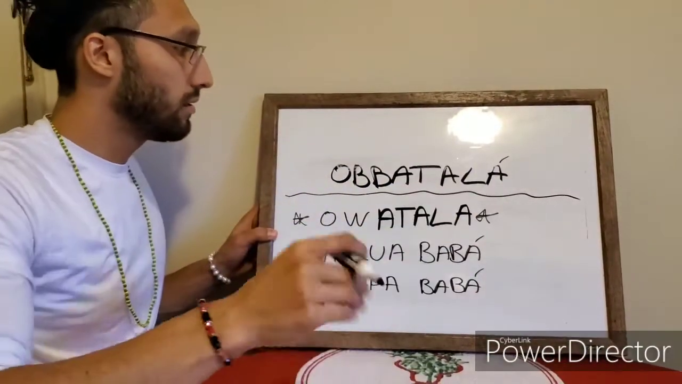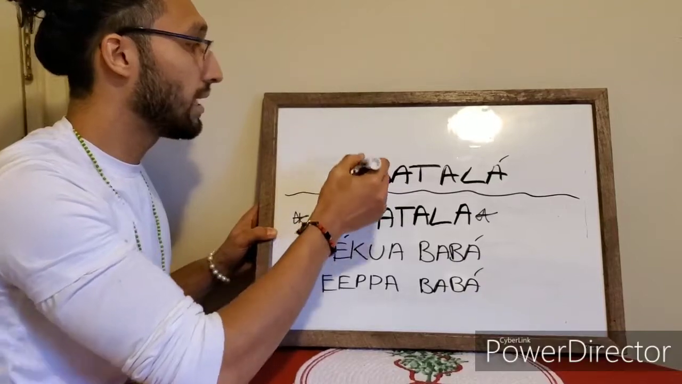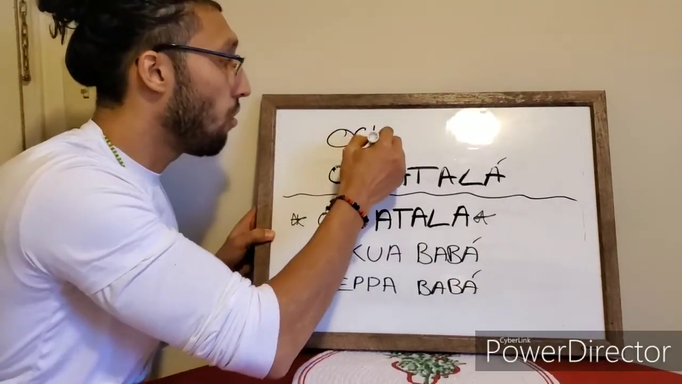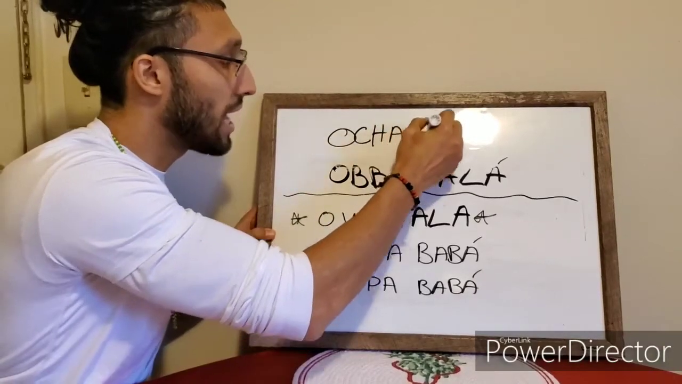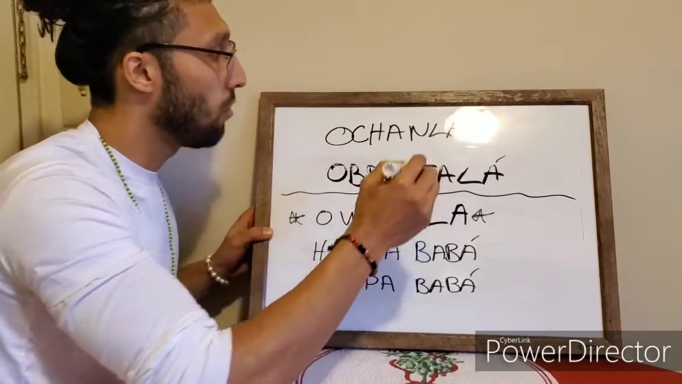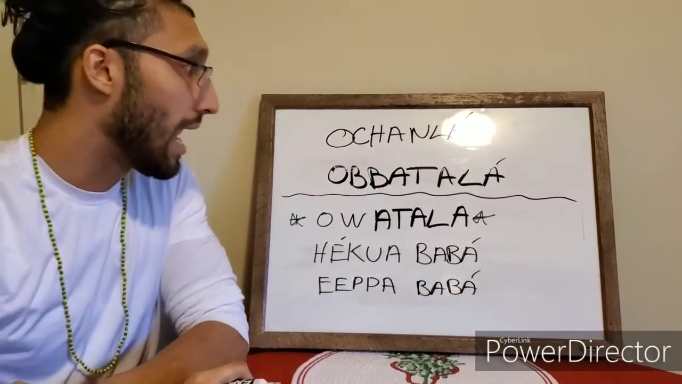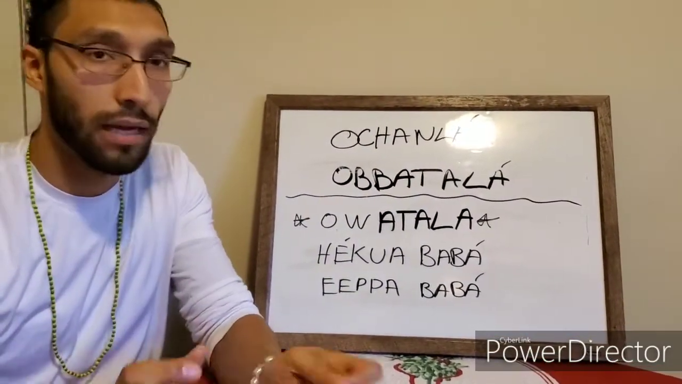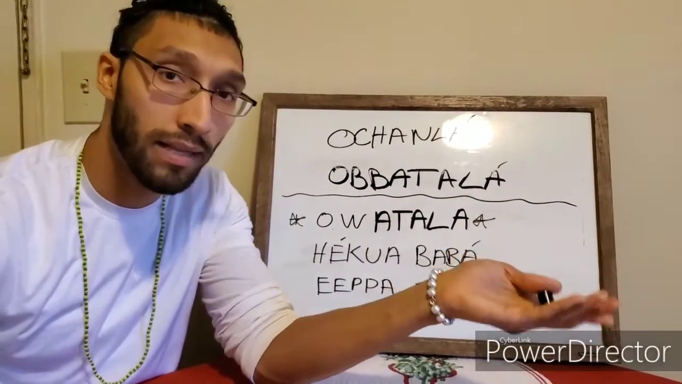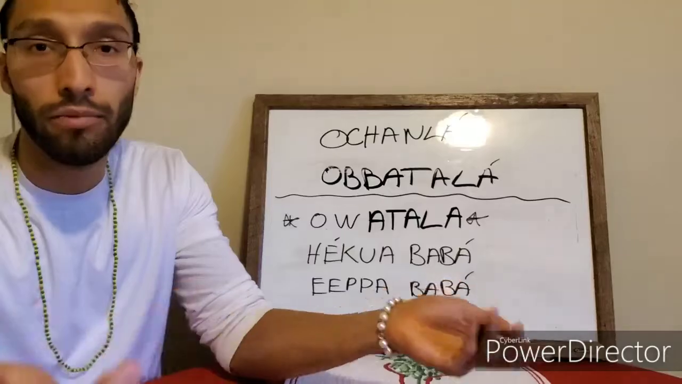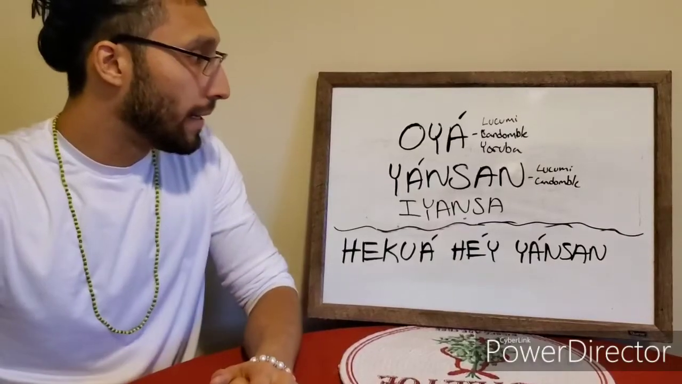In Brazil, in Candomblé, instead of saying Obatala, they actually say Oxalá. Emphasis being on the last A. Oxalá. That's another praise name. Some say it's a whole path of Obatala. Some say it's just another name of Obatala. But in Brazil, they say Oxalá.